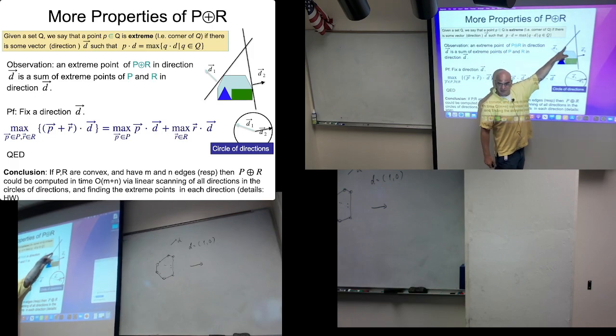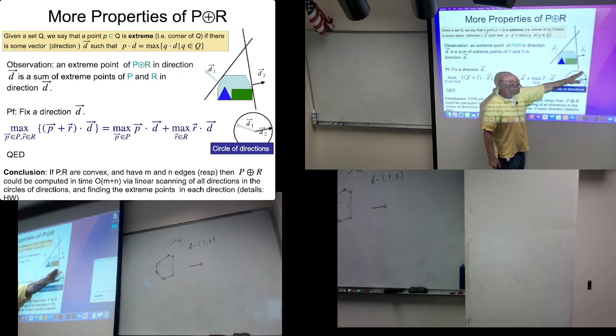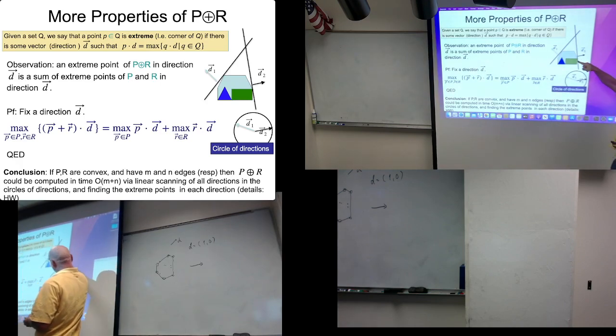To create the Minkowski sum efficiently, what I'm going to do is slowly rotate the set of directions. Now, for one particular direction, it's possible that I have only a unique extreme point in this direction, but a lot of times I'll have an edge, which suggests a lot of extreme points in this direction. What does it mean? That in the Minkowski sum, I will have an edge.